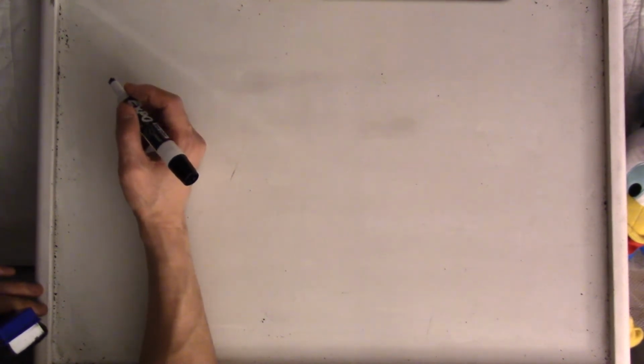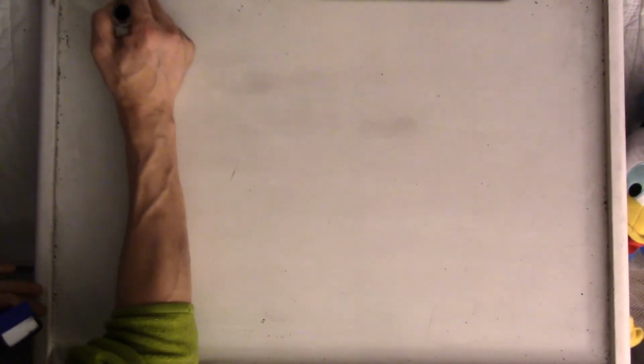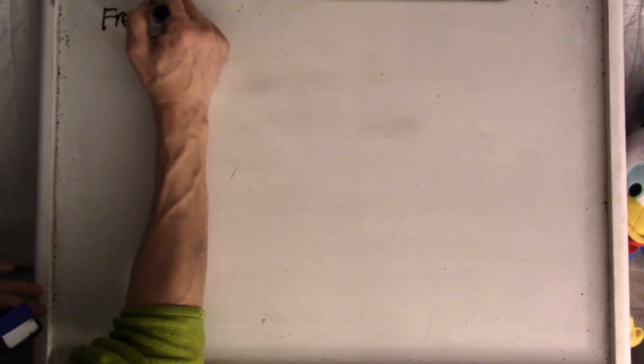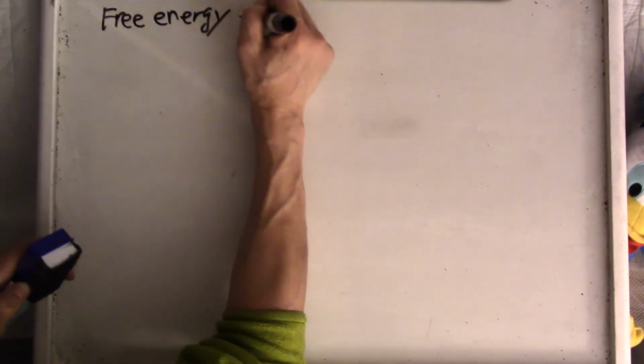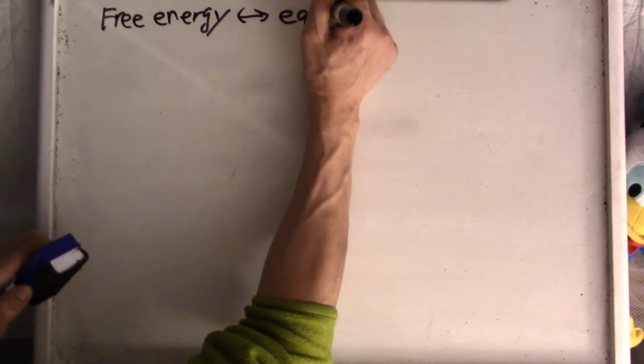So let's see what else. We did a review. So free energy, the Gibbs energy, is related to the equilibrium constant.